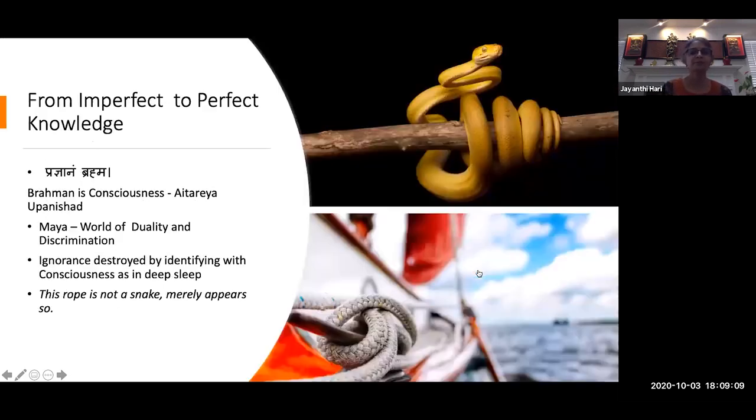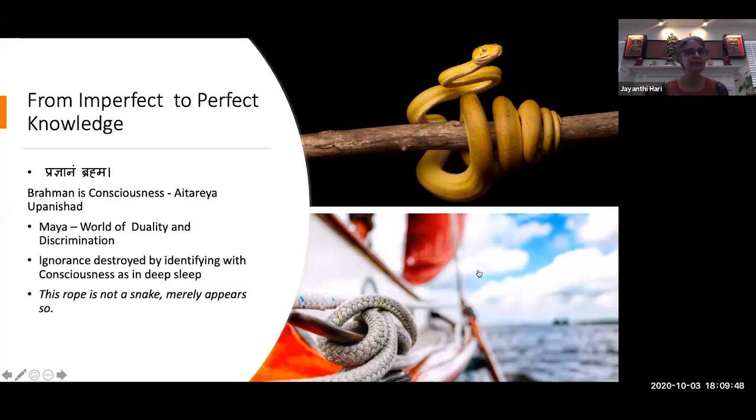Okay, now the next phrase that we looked at was from imperfect to perfect knowledge. Pragyanam Brahma is the Upanishadic statement. Brahman is consciousness, from the Aitareya Upanishad. Now, as I said earlier, when we use our sense organs to perceive the world, there is always this relationship of subject and object. I am the knower and there is this known.